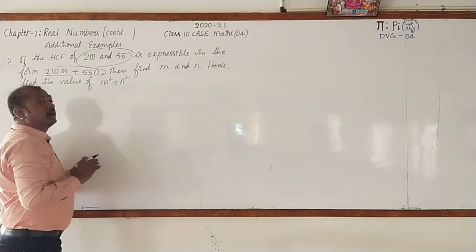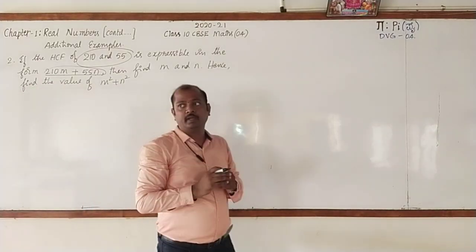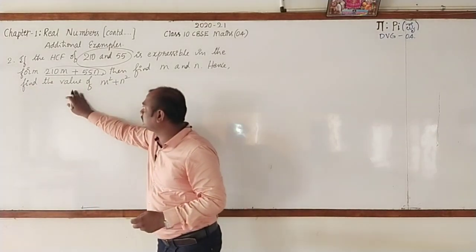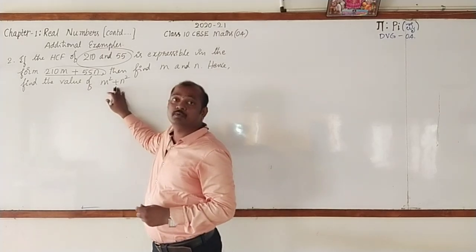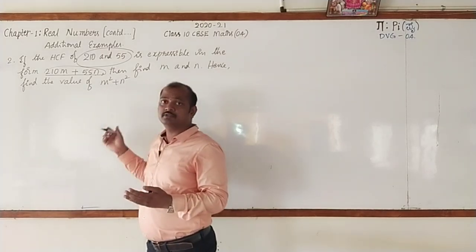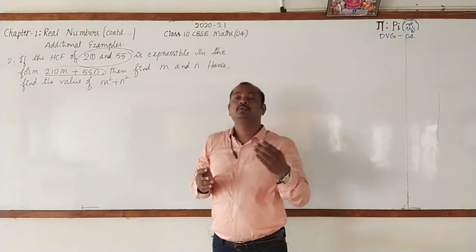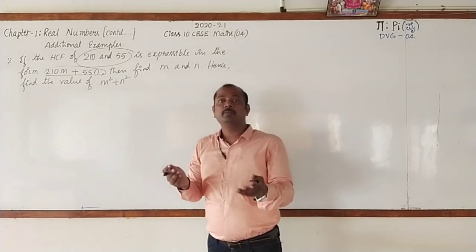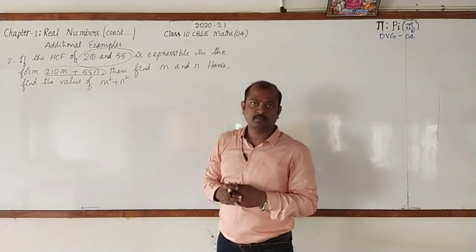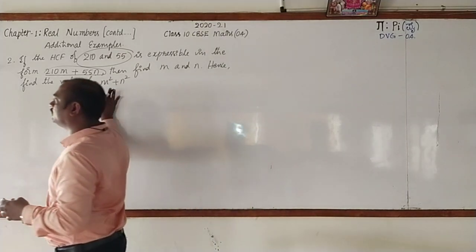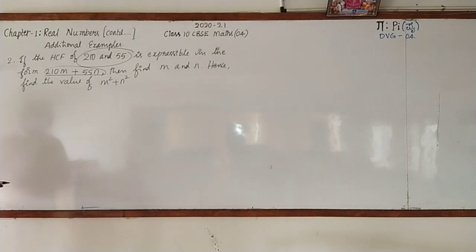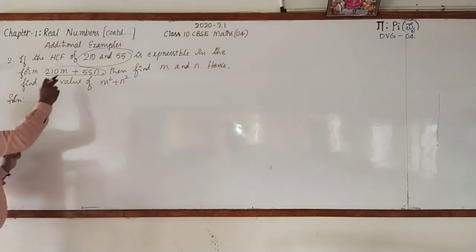One thing: after finding the values of m and n, we should also find the value of m square plus n square. It can be changed. They may ask, find 2mn, m cube minus n cube, m square minus n square, like that. Here I have taken only one, m square plus n square. Let us concentrate on the solution.